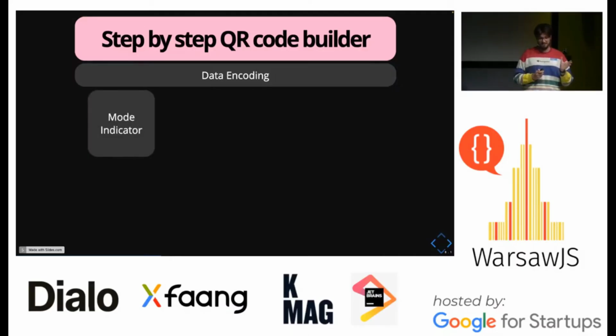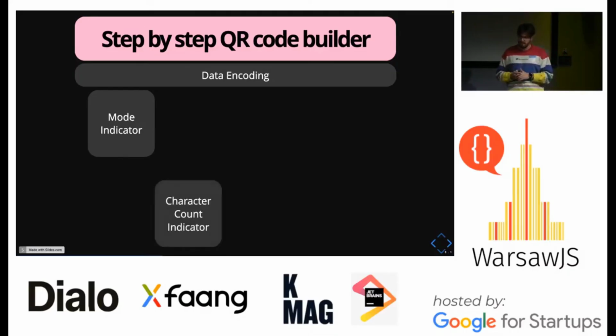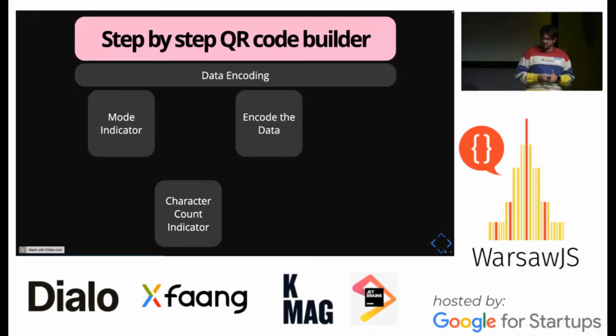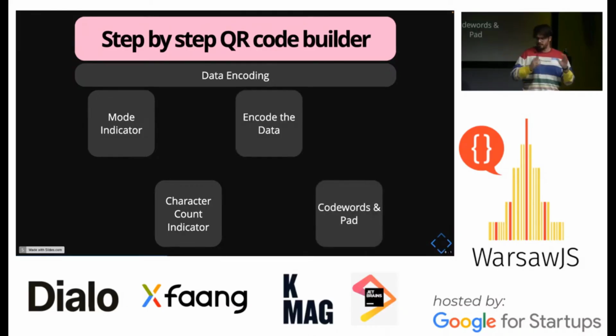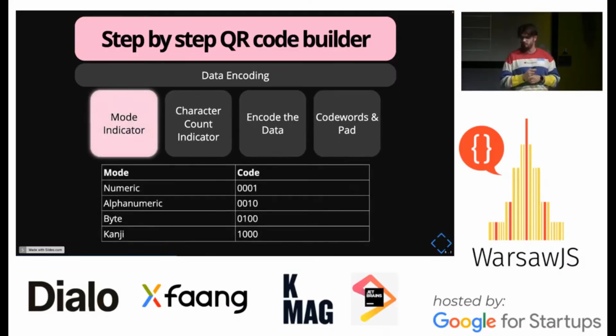Before we actually encode the data, we have to add something called a mode indicator. We also have to add a character count indicator. Then we encode the data, and in the end, we add the code words and pads. But firstly, what's a mode indicator? At the beginning of our bit string, we have to add the code which says what type of data it is. In our case, it is 0010.